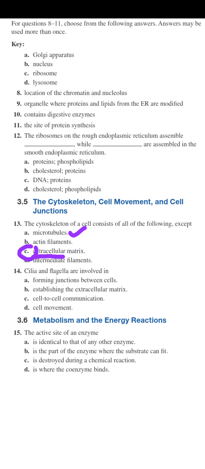However, it consists of other types of filaments, not these ones. 14. Cilia and flagella are involved in forming junctions between cells. No, that is the job of these filaments and the plasma membrane, and it's called gap junctions. Establishing the extracellular matrix, not their job. Cell to cell communication, again, the cell to cell communication happens through the junction.